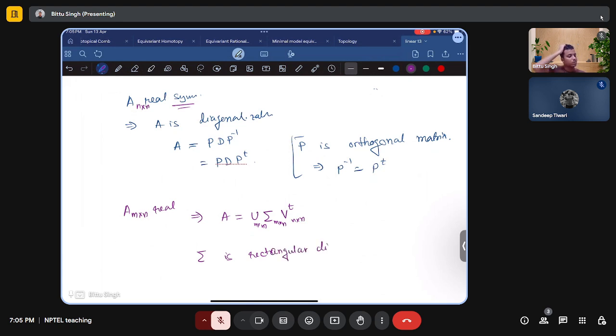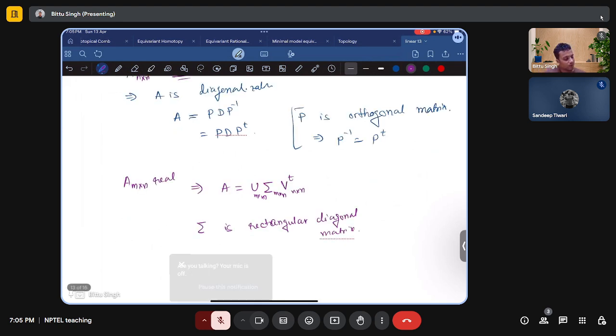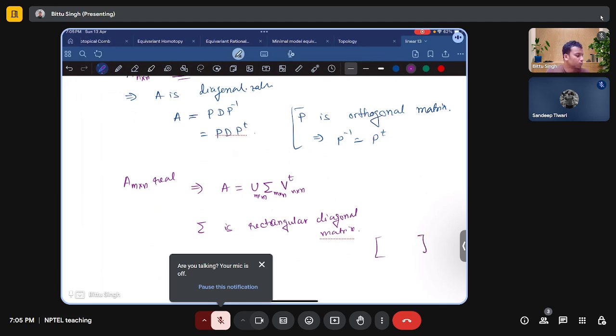Rectangular diagonal matrix. What is the meaning of that? It means it is diagonal. For example, 2 by 3. Consider this 2 by 3 matrix.